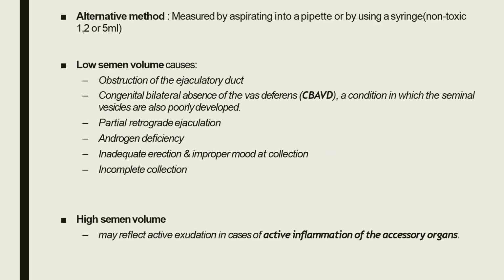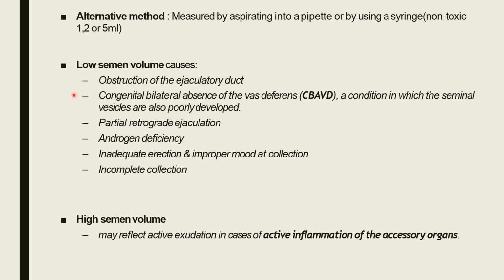Another method of determination of volume is we can take a negative pressure pipette, or we can use a positive pressure pipette. So we can take semen sample in a pipette, or by using a syringe, and we can measure how much volume it has taken. So that would be the volume of semen.